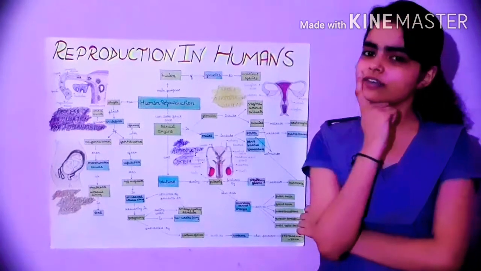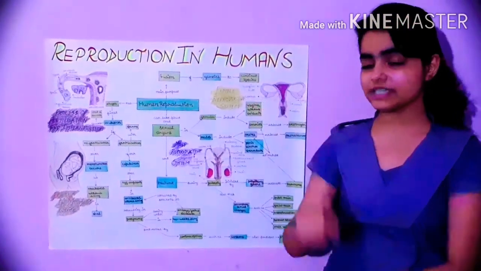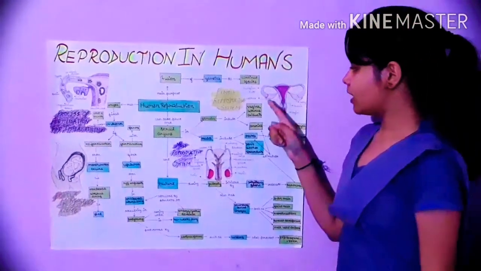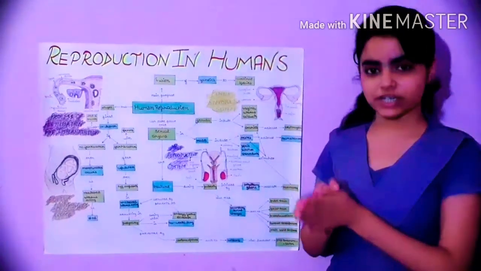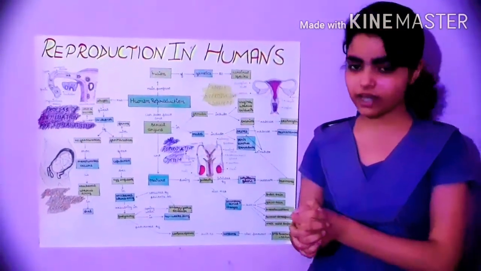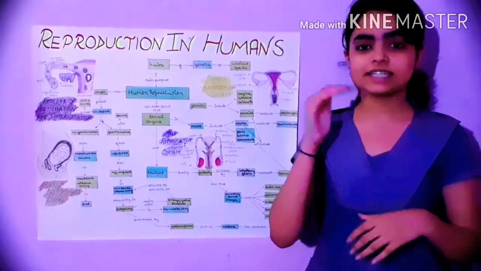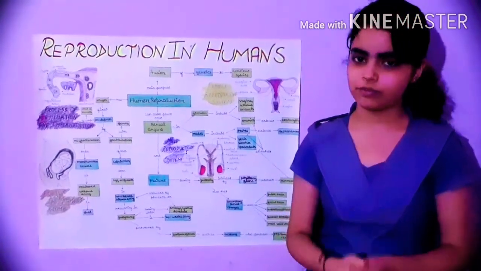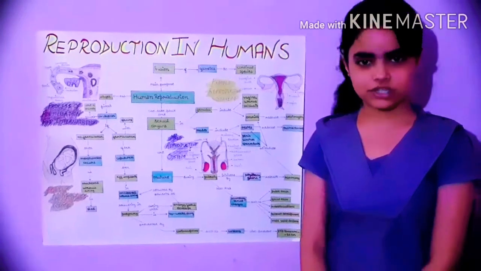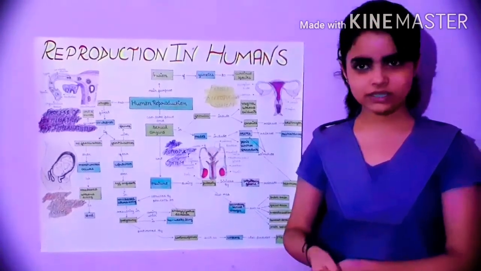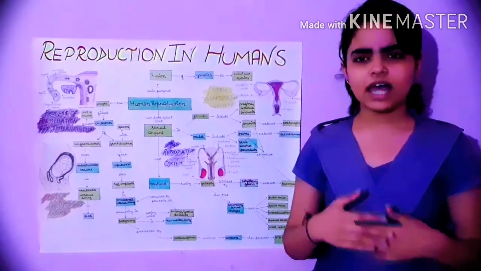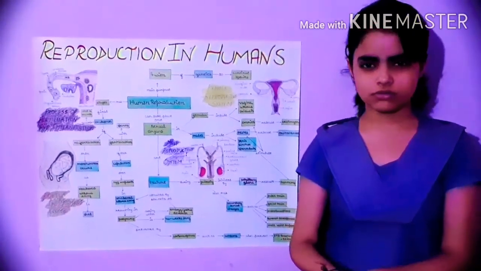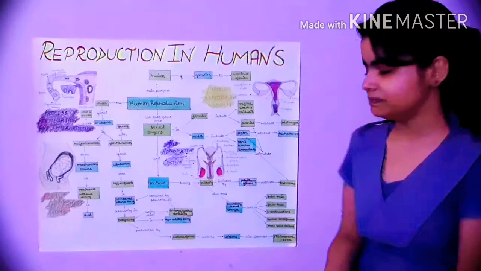Now, what if fertilization does not take place? Then the muscular lining is no longer needed, so it gets shed, and along with the dead ovum and some blood vessels, it comes out of the vagina in the form of bleeding. This is known as menstruation. This occurs every month with a time gap of 20 to 30 days, and the bleeding lasts for only 2 to 8 days.